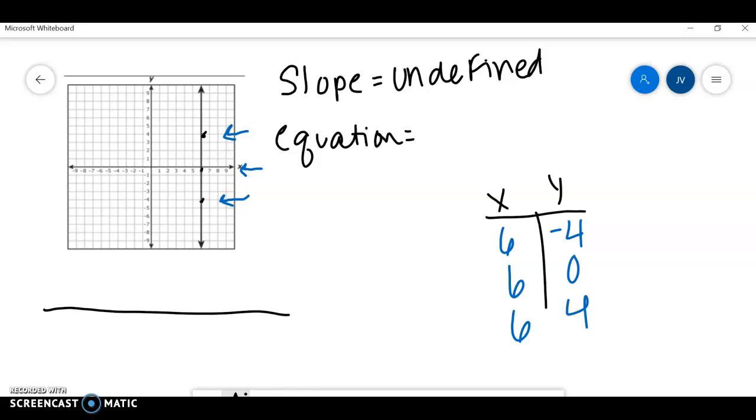Are you guys starting to notice a pattern? X is always 6. The line is a vertical line that's always going to cross through that 6. So that's my equation. My equation is x equals 6.